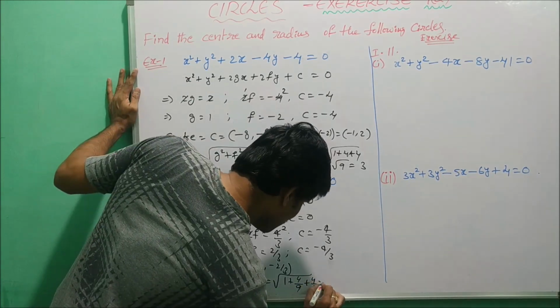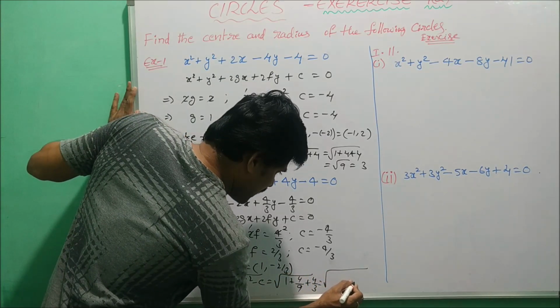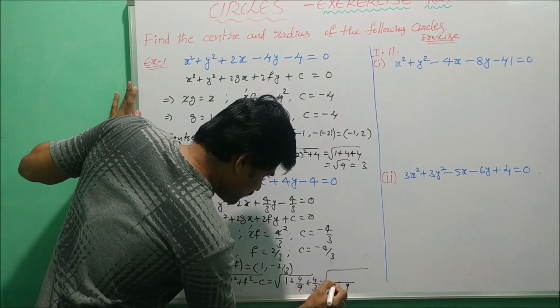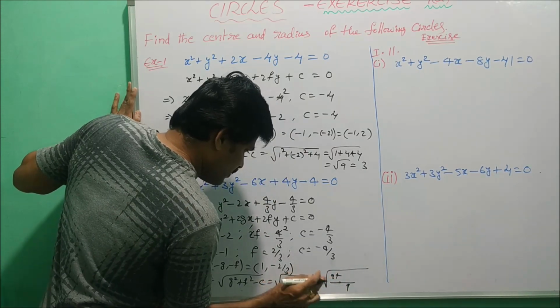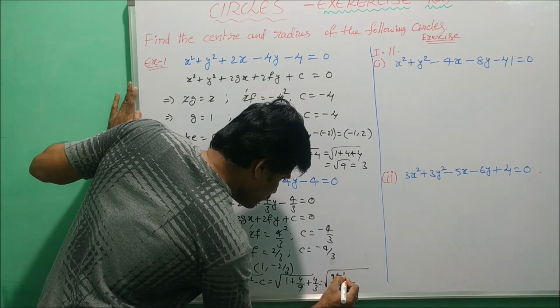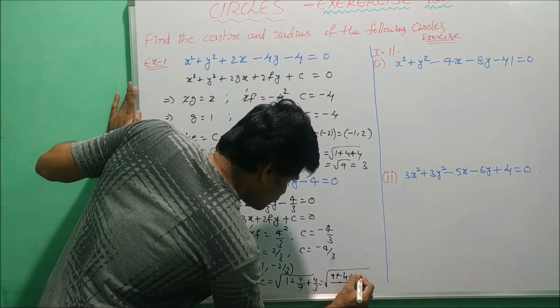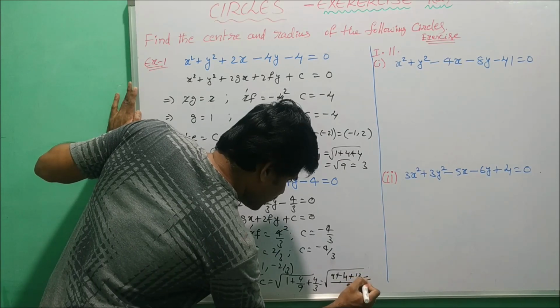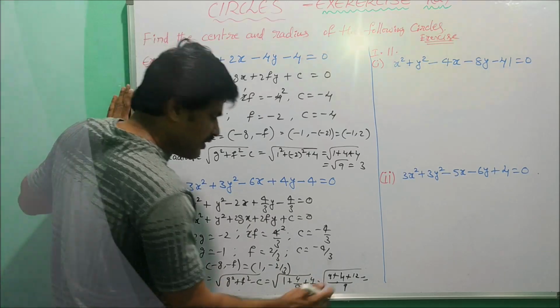Now it can be simplified. In this we take LCM 9. 9 plus, 9 1 9, 1 into 4, 4. 3 3 9, 3 4 12. Now that equals, here 9 plus 4, 13, 13 plus 12, 25.